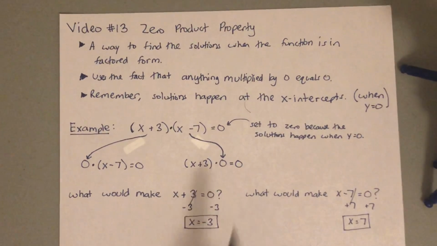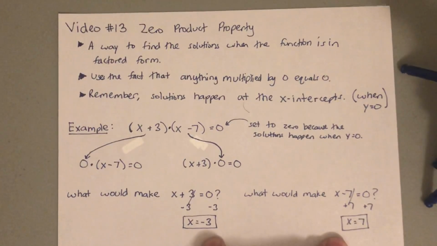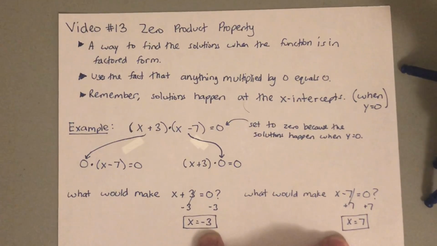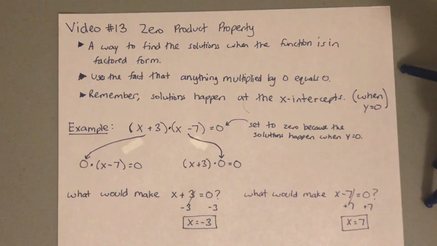So that means that if you were to graph this function, it would cross the x-axis at two places, at negative 3 and at 7, and those are the two solutions, because those are the two values that would set this function equal to 0.